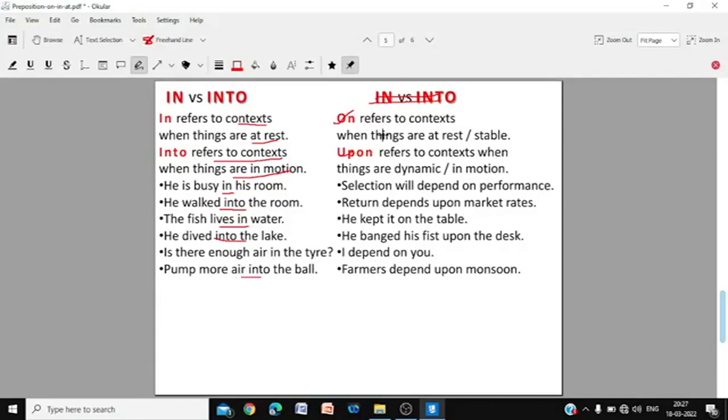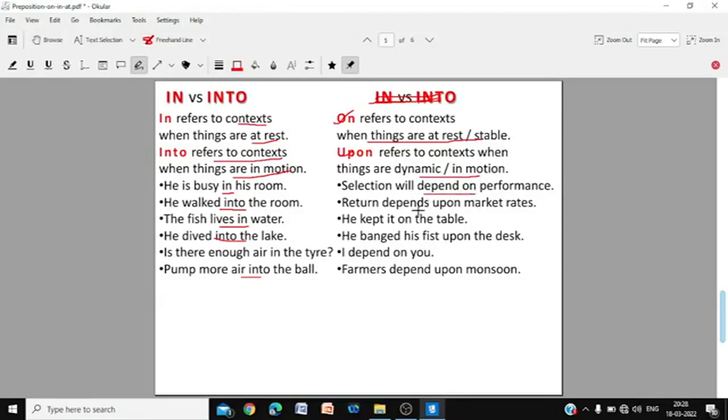On and upon. The heading in and into is incorrect. It should be on and upon. We have the same thing. On refers to contexts when things are at rest or stable, and upon refers to contexts when things are dynamic or in motion.